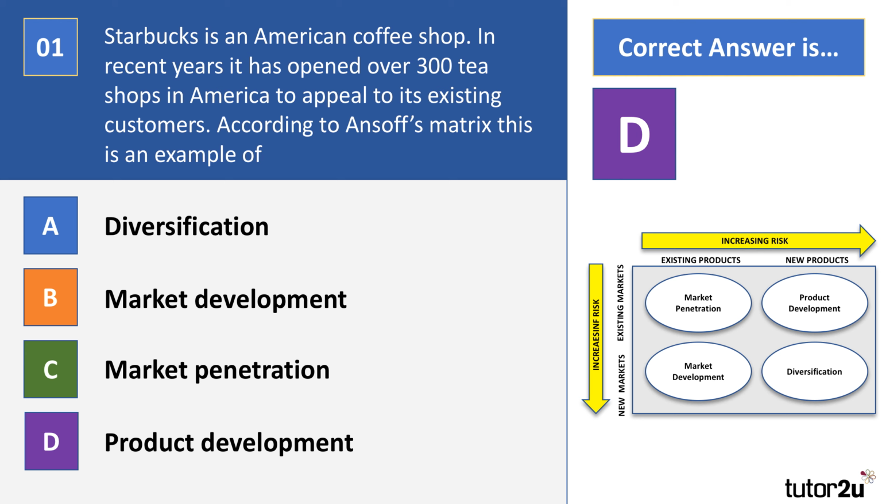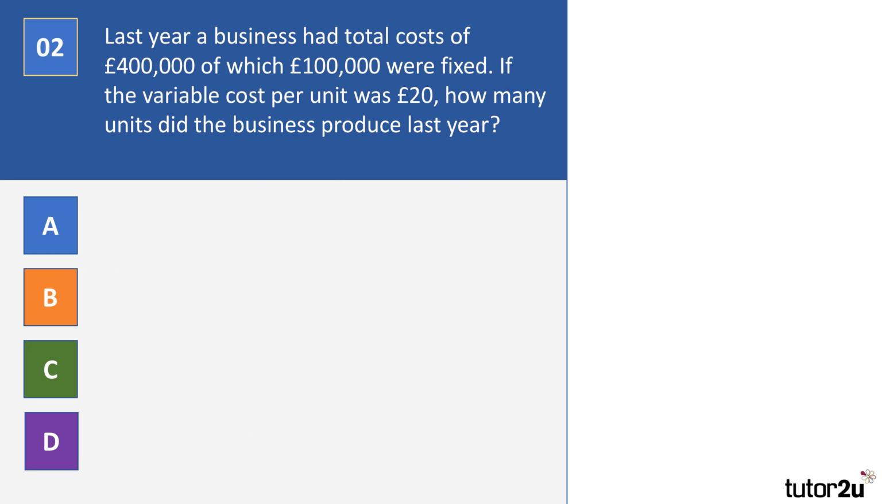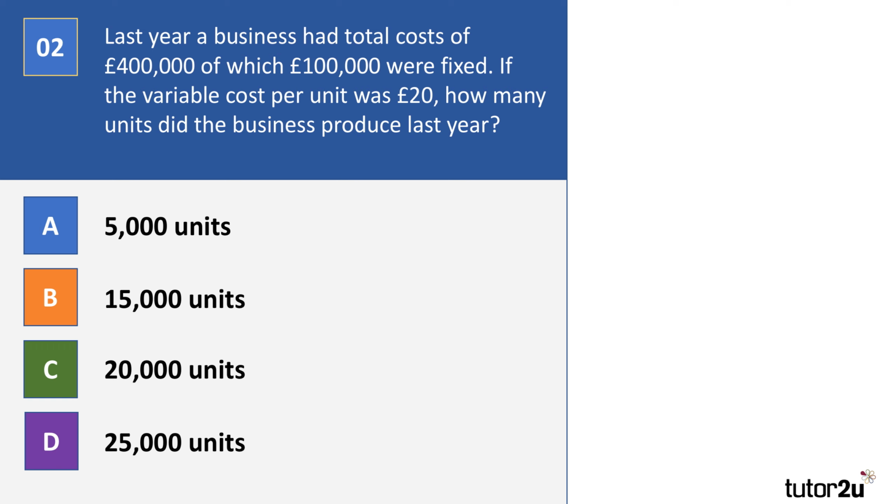Let's move on to question 2. Last year, a business had total costs of £400,000, of which £100,000 were fixed. If the variable cost per unit was £20, how many units did the business produce last year? And here are your 4 options. Pause the video now to work out the answer and make your choice.